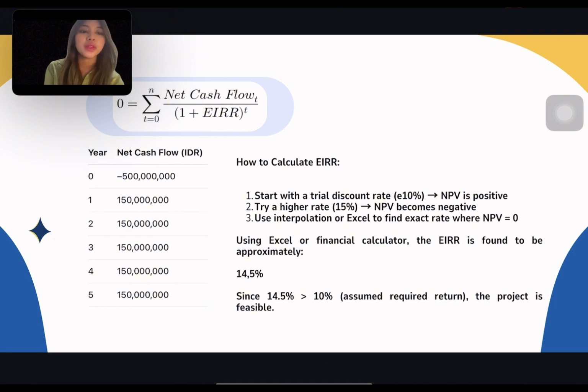We cannot directly solve EIRR with a simple formula. Instead, we test several discount rates until we find the one that makes NPV exactly 0. For this case, I tested the values using Excel and found that the EIRR is around 14.5%. Since it's higher than the required rate of return, this means the project is financially attractive.